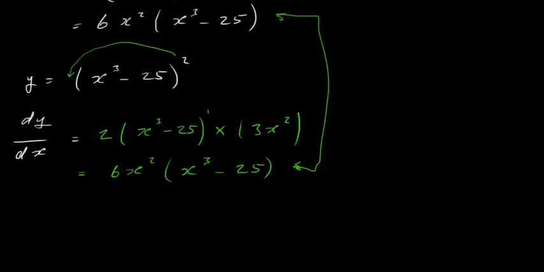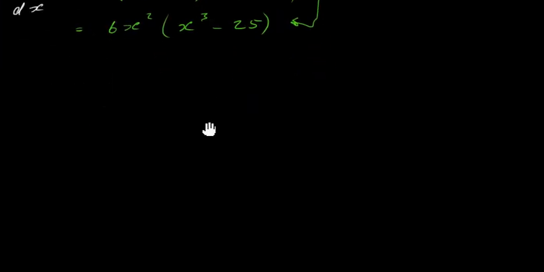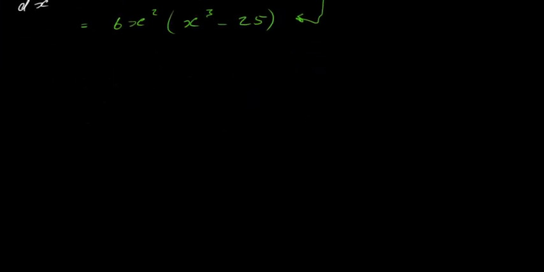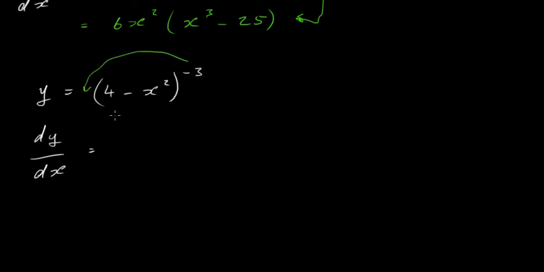Okay, just one more of these and we'll do it the quick way. So let's take y is equal to 4 minus x squared, and we'll raise that to the power of, let's say, minus 3. So we want dy/dx here. Again, the quick way then, I'm going to take this minus 3 and bring it down here like I would normally.